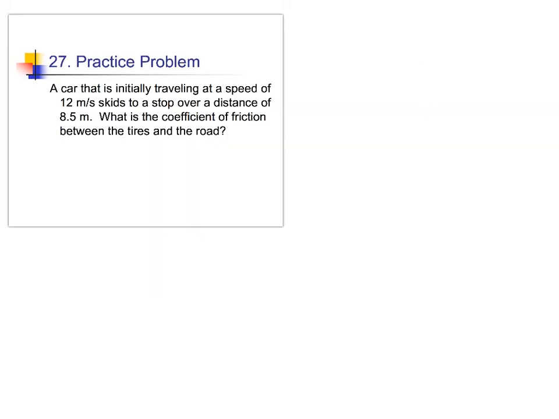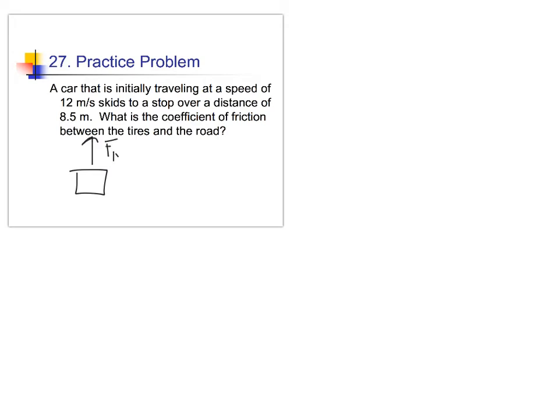Moving on, we have a car that is initially traveling at a speed of 12 meters per second, skids to a stop over a distance of 8.5 meters. We want to know what is the coefficient of friction between the tire and the road. First thing we would do, of course, is draw that free body diagram.